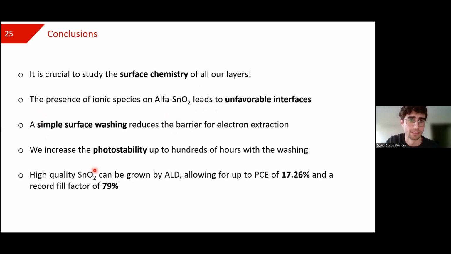So yeah, this is essentially what I'm saying here. And finally, for tin oxide, we show that it can also be grown by atomic layer deposition. We are still using it. We are very happy with the quality that we can get. And in particular, the power conversion efficiencies that we get in the lab are really outstanding in our opinion.